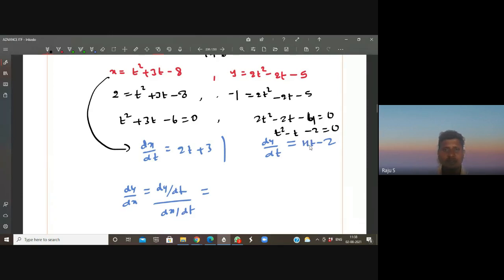Students, from this equation, what are the t values we are going to get? It can be written by factoring minus 2 as minus 2 and 1. So t is equal to either minus 1 or plus 2. Am I right, students? Of these two values, does any one satisfy the first equation? Is it satisfying any equation here?